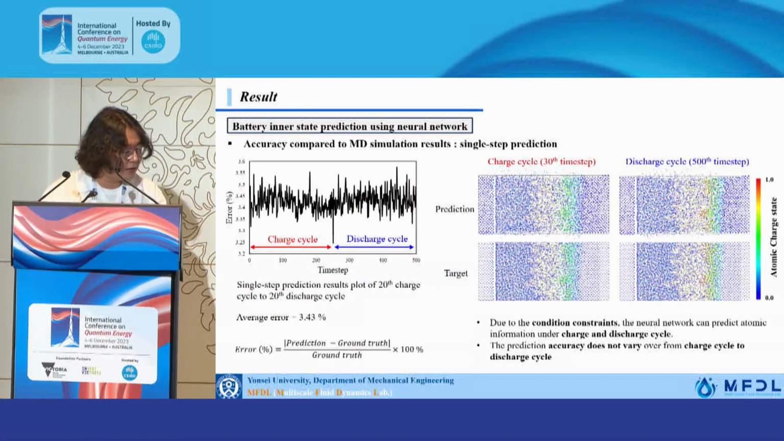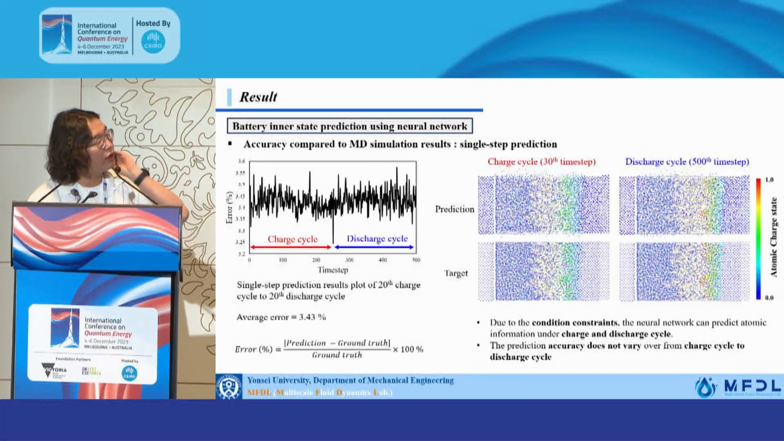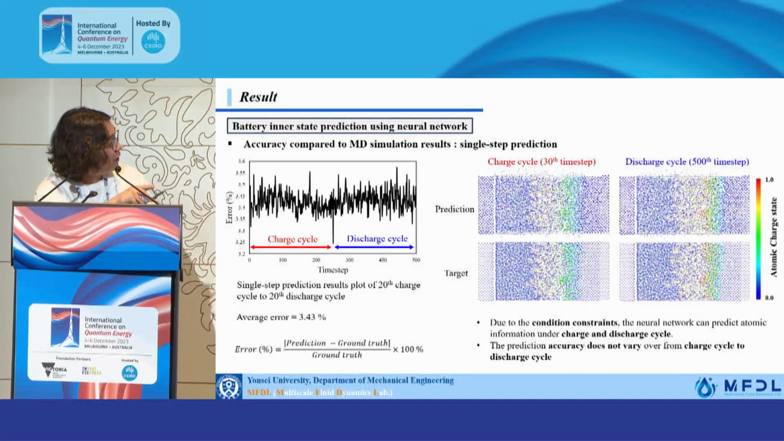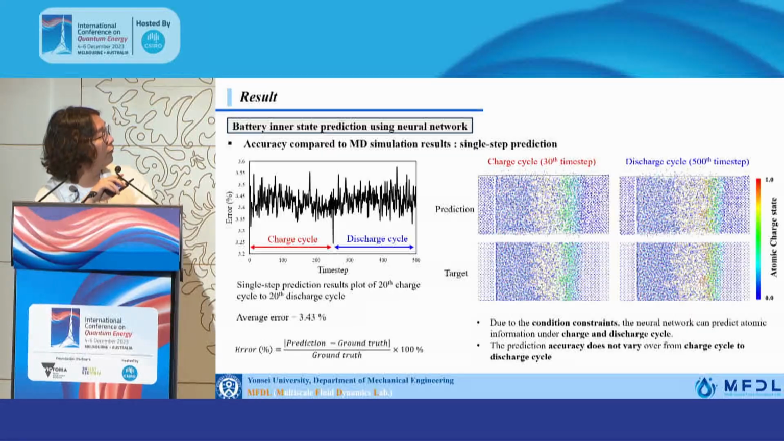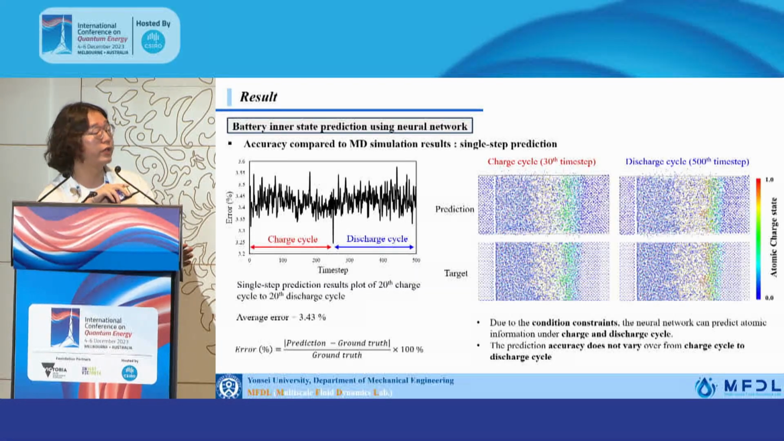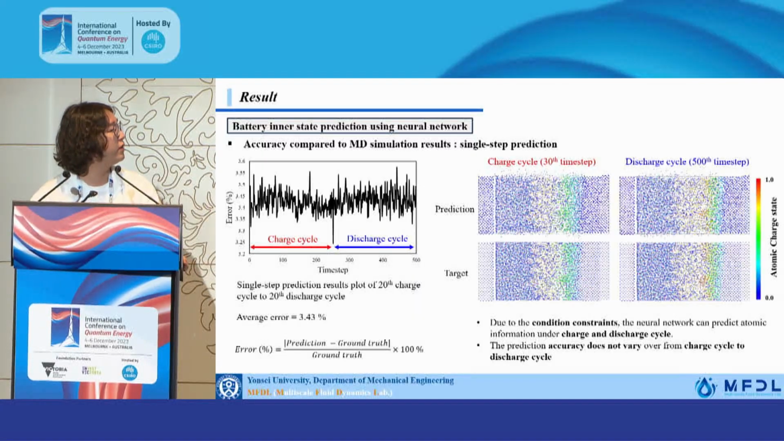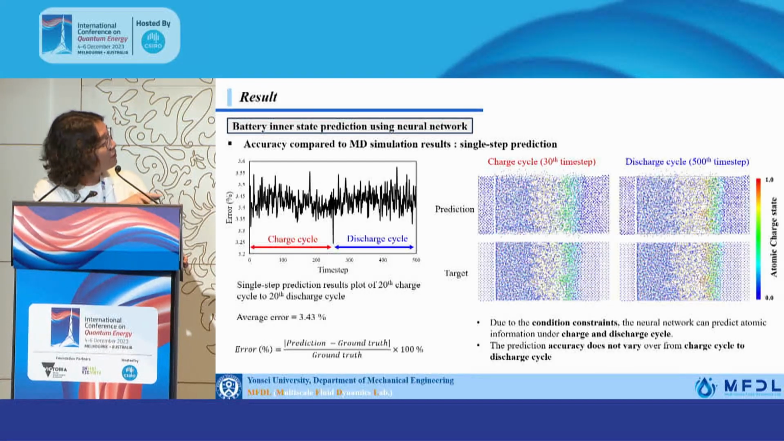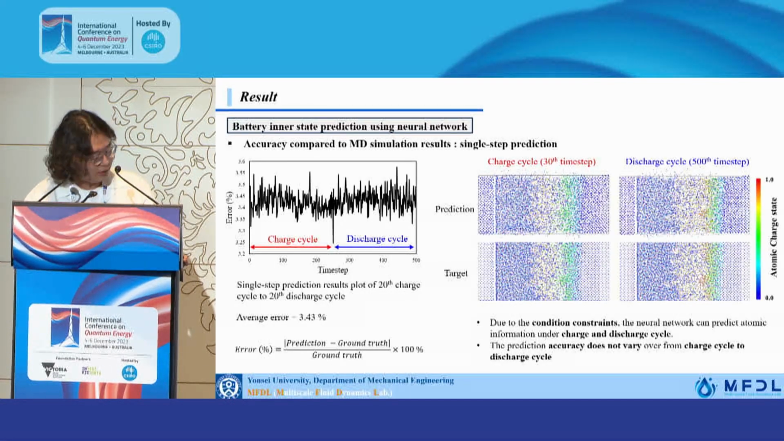So this is the single-step prediction result. Basically here, we checked whether embedding condition works properly or not. If you look at this graph, we can see that the neural network performance maintains the same accuracy over the charging cycle and discharging cycle, which means that our neural network model can maintain the accuracy under different conditions. The average error was 3.43%, and this is my qualitative plot.